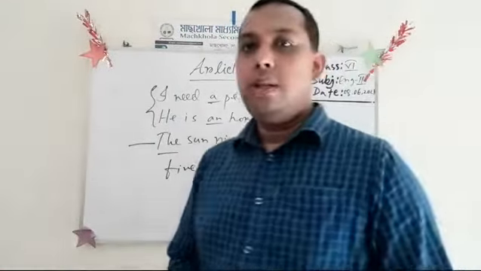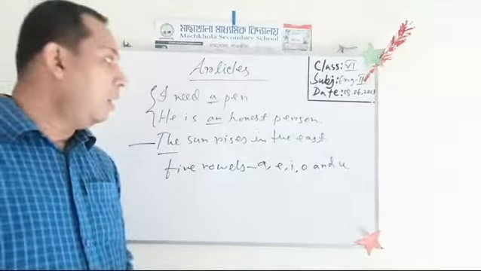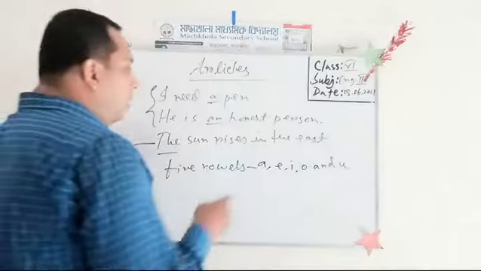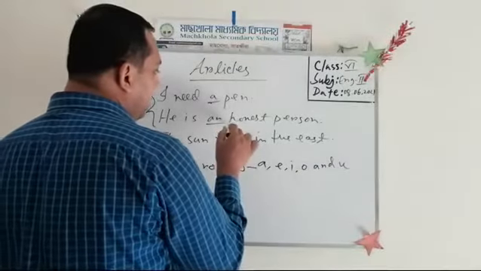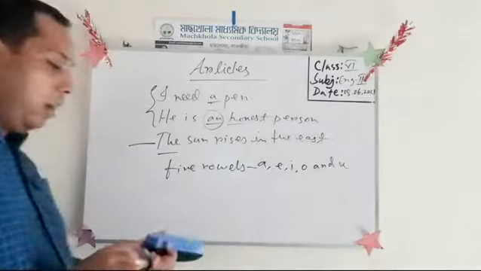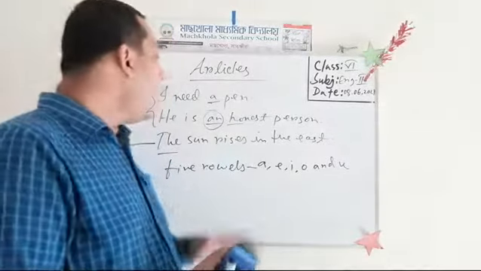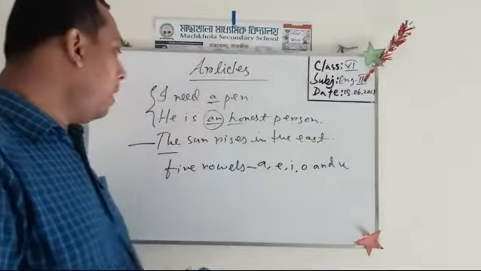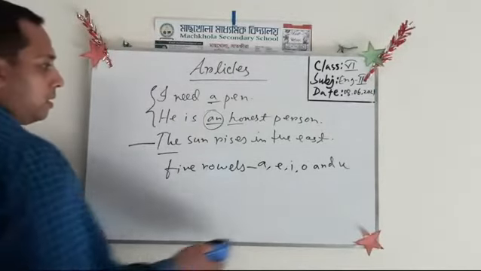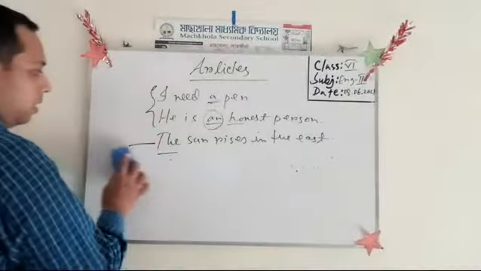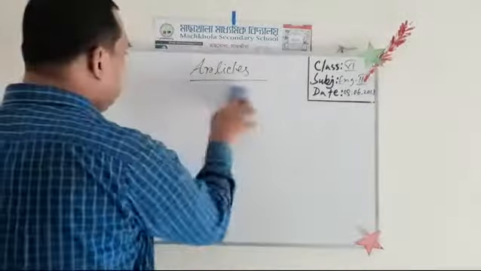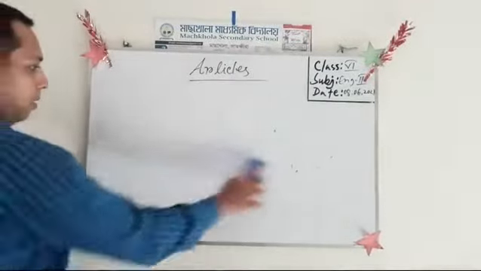In the last class, we learned that any vowel sound, as for example honest, takes an. On the other hand, a consonant sound takes a if it is singular. Okay. So let us discuss something more about it.